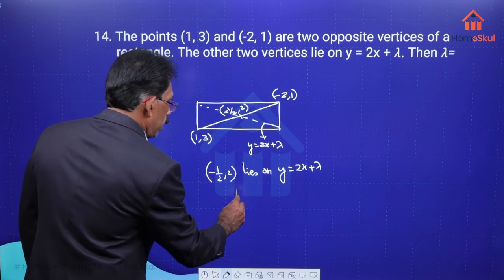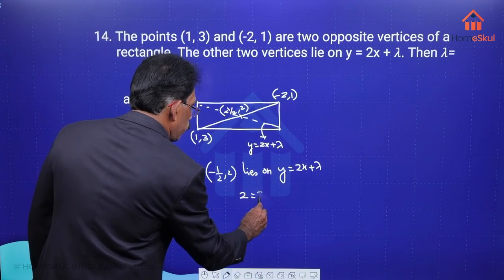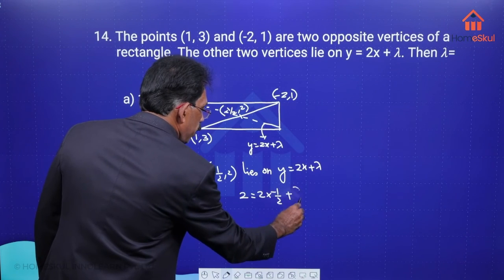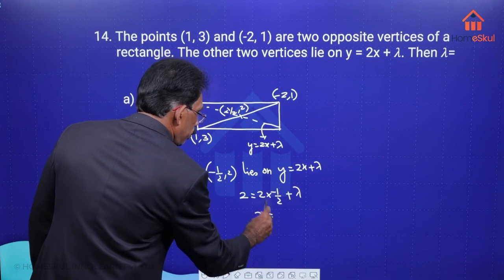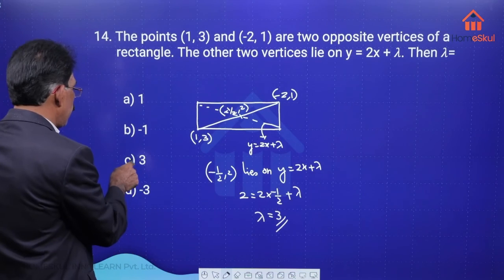So please apply here: 2 is equal to 2 into minus 1 by 2 plus lambda. Then lambda is equal to what? Lambda is equal to 3. 3 is the correct answer.